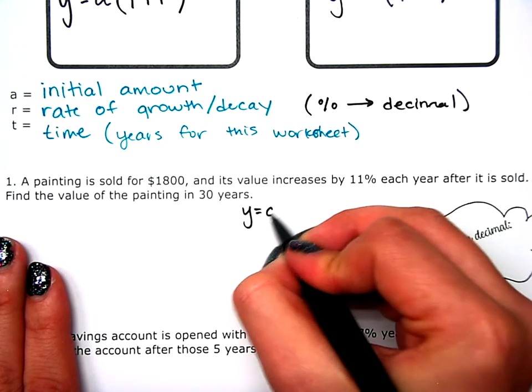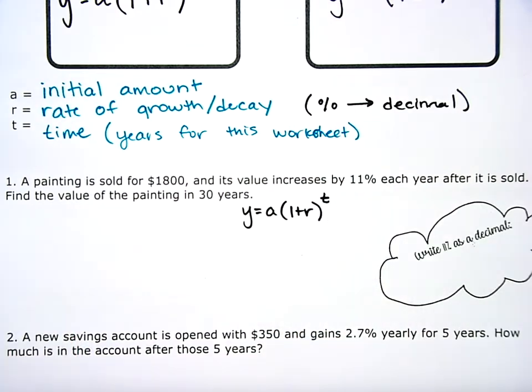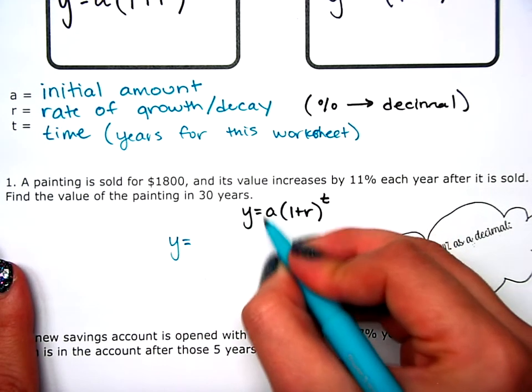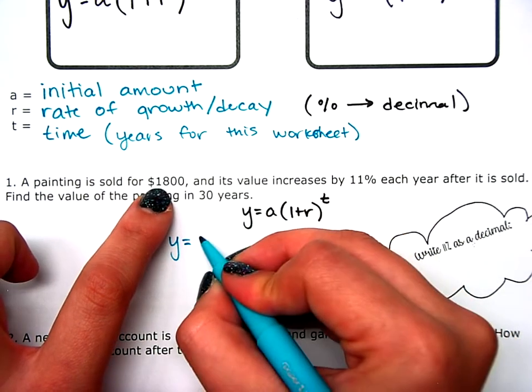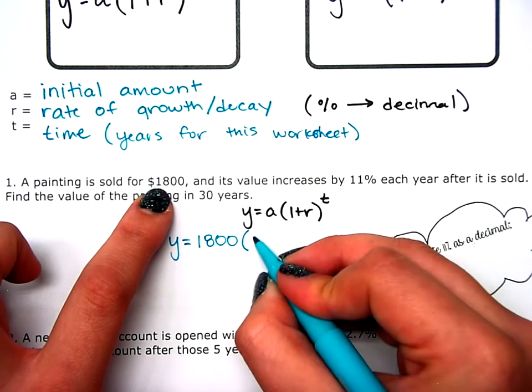y equals a times 1 plus r to the t. And then what we'll do here is substitute all our values in that we know. So y equals my initial amount. That's going to be my $1,800. That's what it starts with. That's how much it is at the beginning. And then we've got 1 plus.